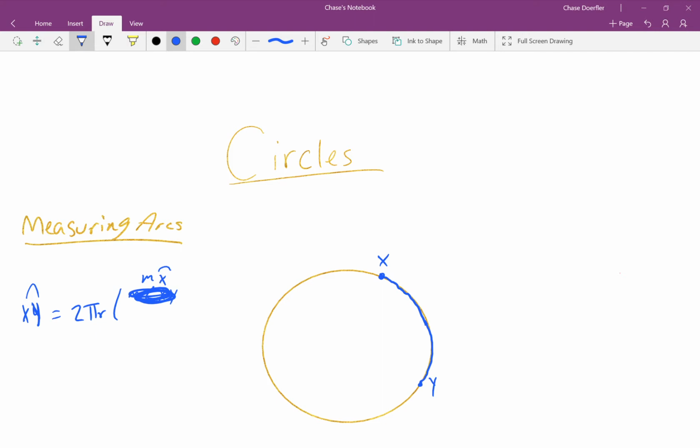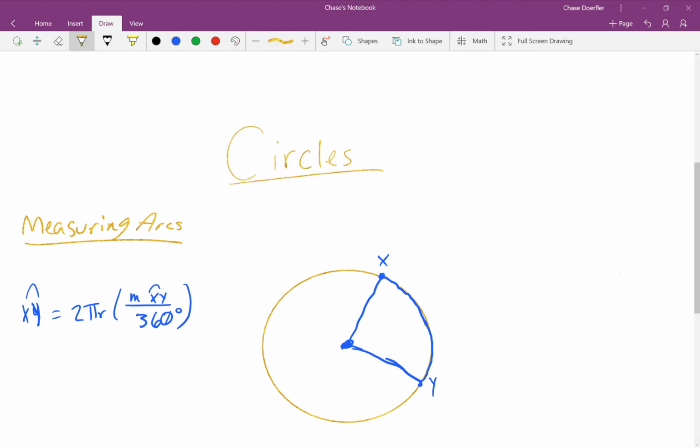the measure of the arc, which would actually equal the central angle, which we'll get to in a second, divided by 360 degrees. Let me make that a little clearer for you guys. That would be 2 pi r times the measure of xy, again equal to the central angle, which I'm drawing right now. And this would be the center, the point in the circle, divided by 360.